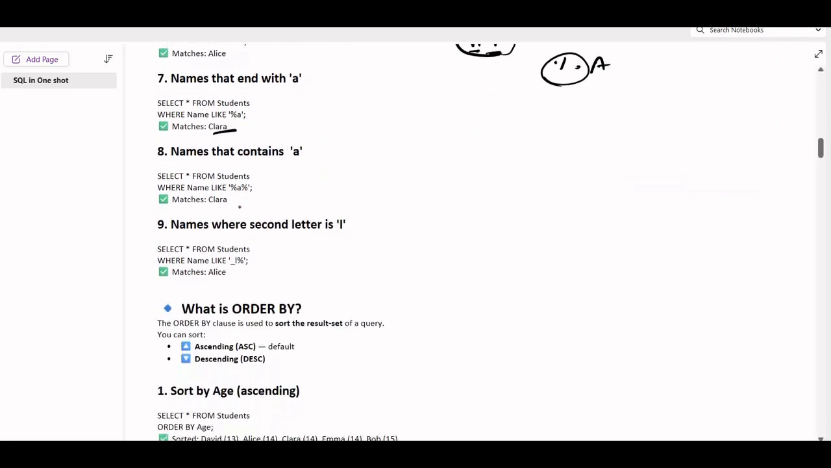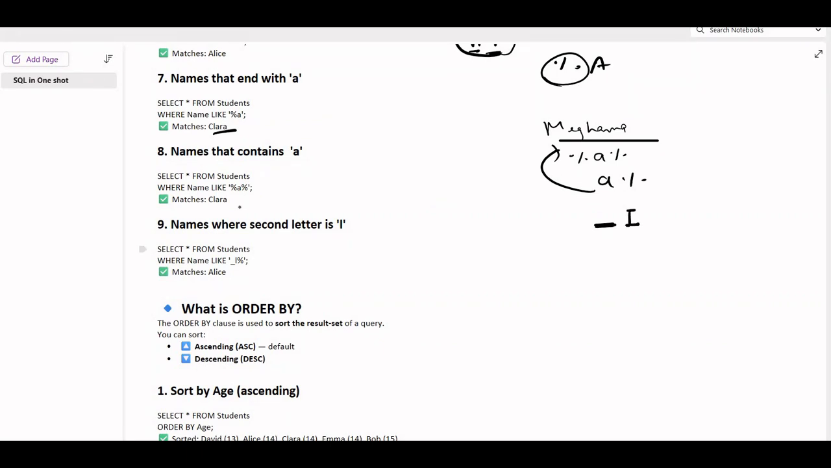Names that contain A, for example Meghana: if it contains, you have to give percentage A percentage on both sides. If it starts with A, it is A percentage. If it is not starting with A, it will give a null value. Names where the second letter is I: second letter is I means you have to give one underscore and then I.